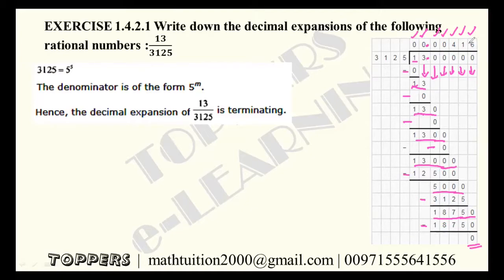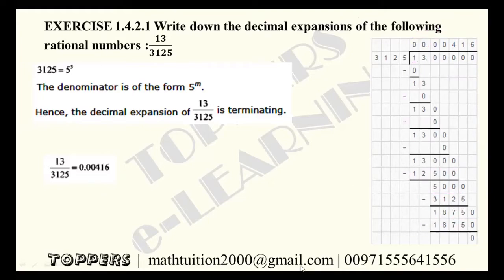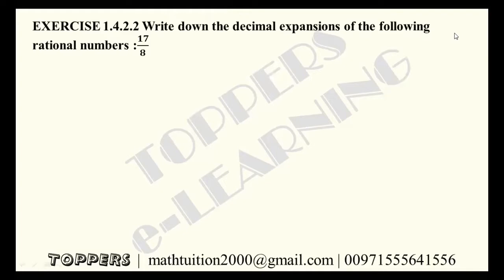0.00416. Okay, as a normal convention, we will not write 2 zeros before the decimal, only we'll take 1 zero. Correct? So we'll get 13 divided by 3125 equal to 0.00416, terminating decimal expansion. Understood? Clear? Next question is 17 by 8.